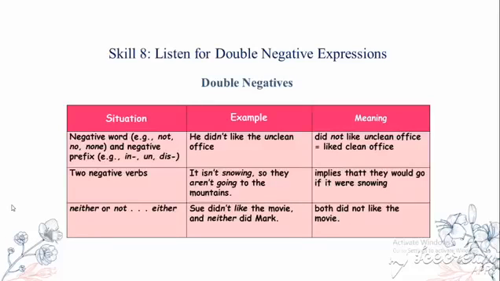Now, skill 8. Listen for double negative expressions. It is possible for two negative ideas to appear in one sentence, and the result can be confusing for us. Now, there is a chart outline here about the situations where double negatives can occur. For example, a negative word and a negative prefix. Negative words like not, no, and none, and negative prefixes like un, in, and dis.